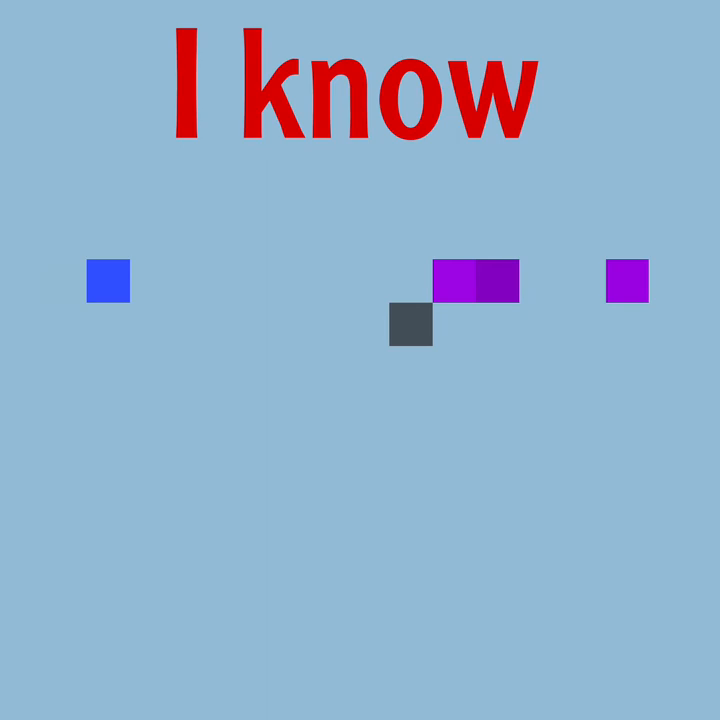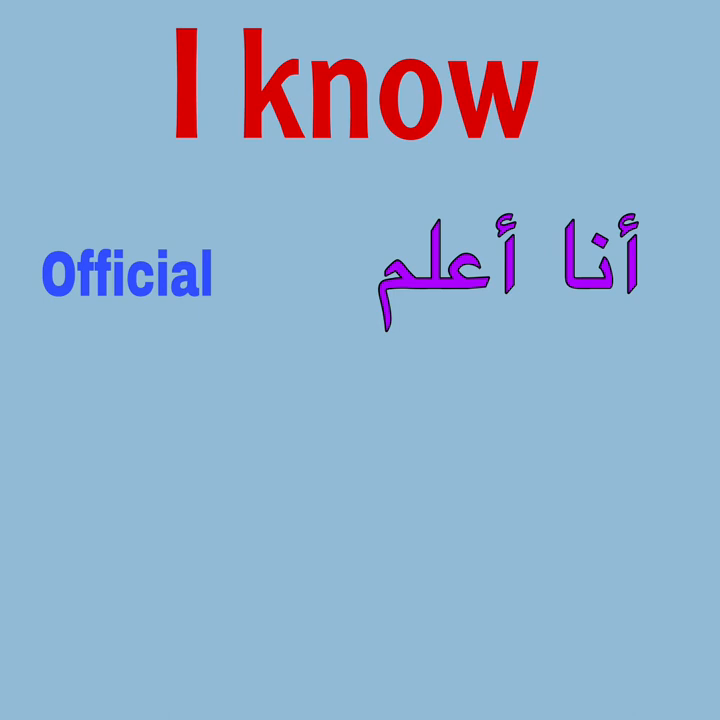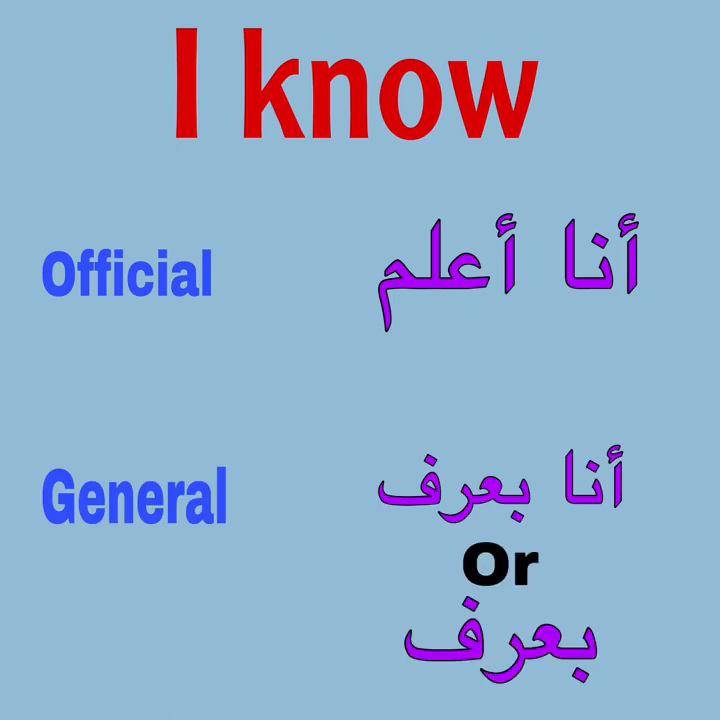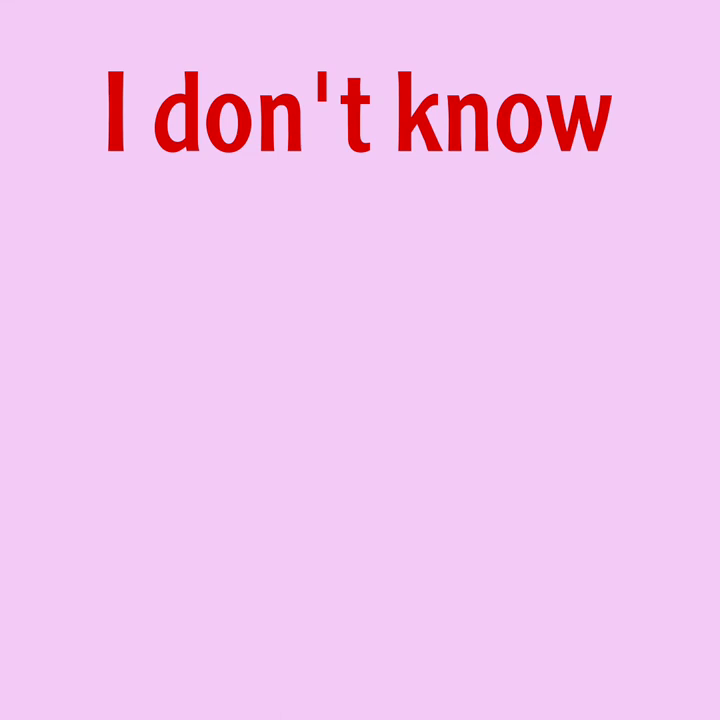So let's put the words together for I know. I means أنا, and know means أعلم. أنا أعلم. However, this is not very common to hear. The more common to hear is أنا بعرف or بعرف. Let's repeat. أنا أعلم, or أنا بعرف. You could make it easy by learning بعرف. Only say بعرف. It means I know.